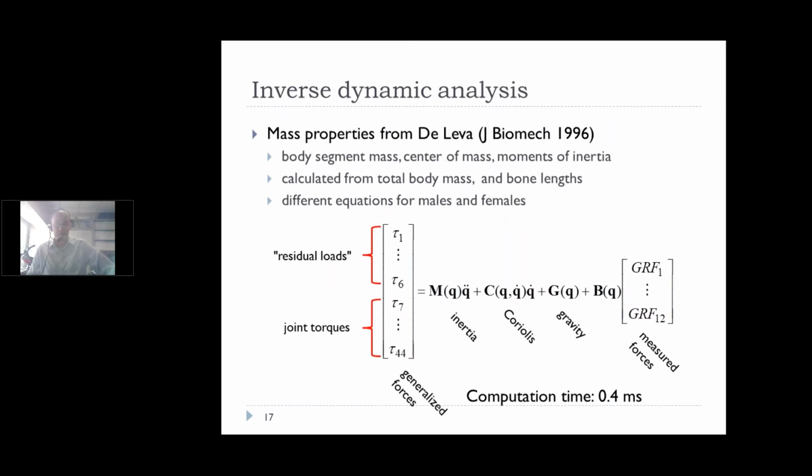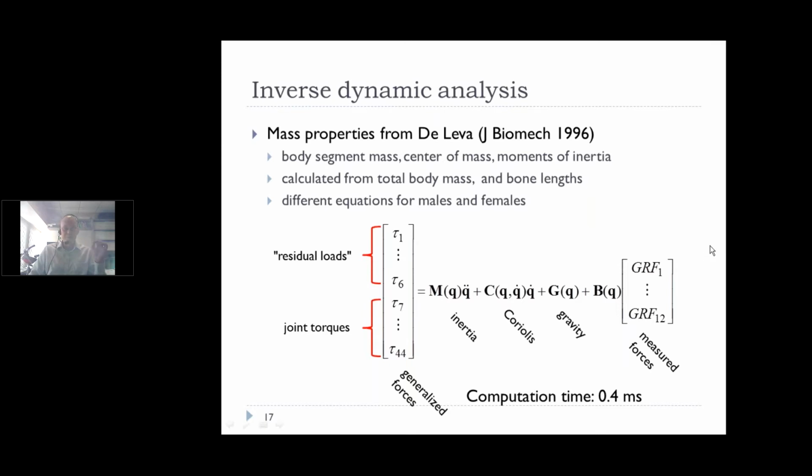The inverse dynamic analysis will require that we have mass properties for all the body segments, and we use equations that were published by De Leva in 1996. That gives us the body segment mass, the center of mass, and moments of inertia, and they're calculated from the total body mass and the bone lengths. And the bone lengths we already have in the kinematic model. There are equations that are different for males and females.